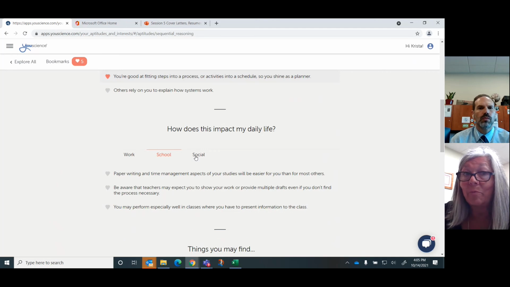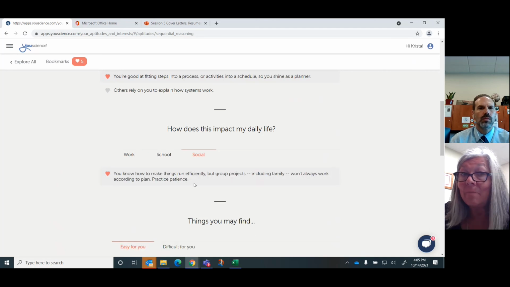And then socially, what does it mean? I know how to make things run efficiently, but group projects, including family, won't always work according to plan. I need to practice patience. So it gives me a little bit of a tip on how to deal with certain situations.